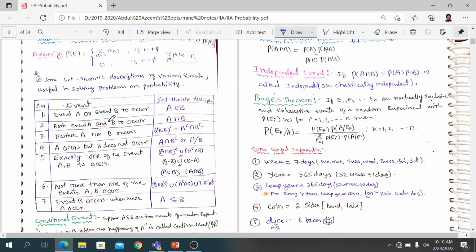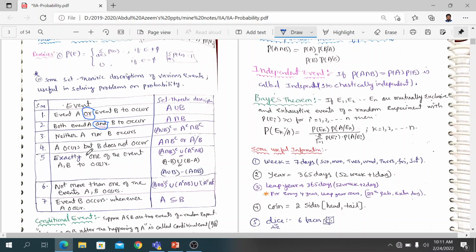Okay, so "and" means intersection, and "or" means union. Next, neither A nor B occurs means (A union B) complement is equal to A complement intersection B complement. Next, A occurs but B does not occur means A intersection B complement, or A minus B.